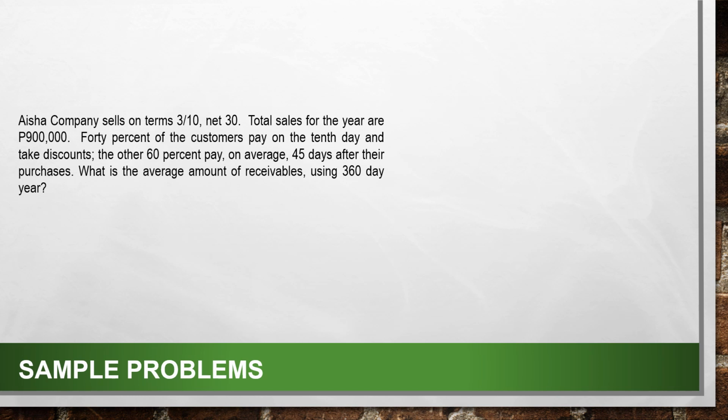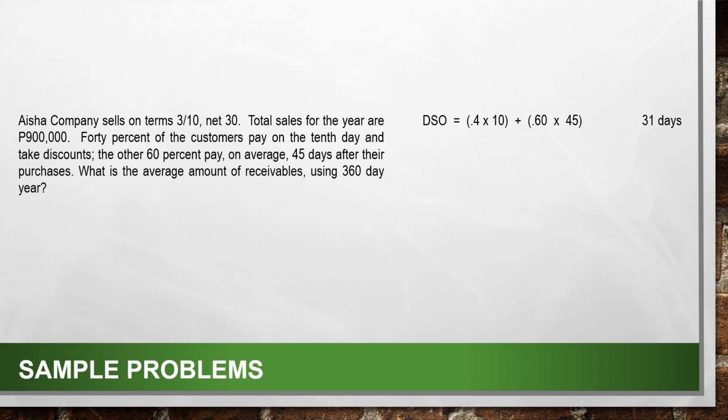And so we have here our second problem. Aisha Company sells on terms 3/10, n/30. Total sales for the year are 900,000. So 40% of the customers pay on the 10th day and take discounts. The other 60% pay on average 45 days after their purchases. What is the average amount of receivables using a 360-day year?